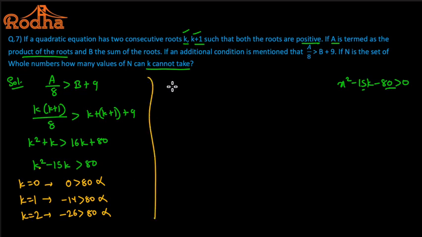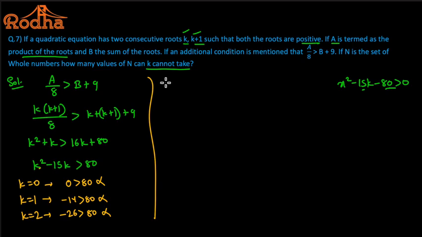Till what point will I be going here? The point is, I need to find where k square minus 15k becomes more than 80. I'm lagging far behind right now because at k equal to 2 the number becomes minus 26, correct? So I have to increase the value of k a bit.